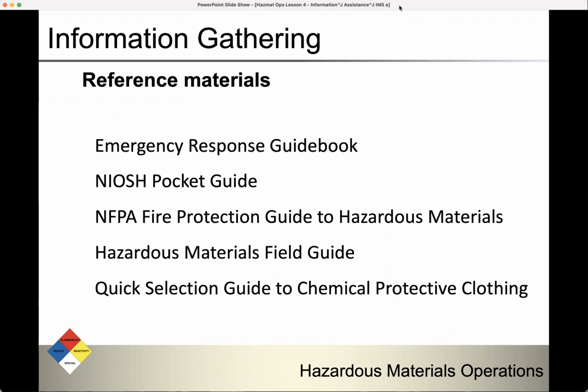So with information gathering, we've talked about some places we can get some information already, the SDS, the safety data sheet. We've also talked about shipping papers, and there's various types of those from different transportation aspects. We're going to add on to that. We're going to talk about the emergency response guidebook. Also other reference materials will be the NIOSH pocket guide, the NFPA fire protection guide to hazardous materials, the hazardous materials field guide, and the quick selection guide to chemical protective clothing. Tonight, we're going to focus mostly on the emergency response guidebook.